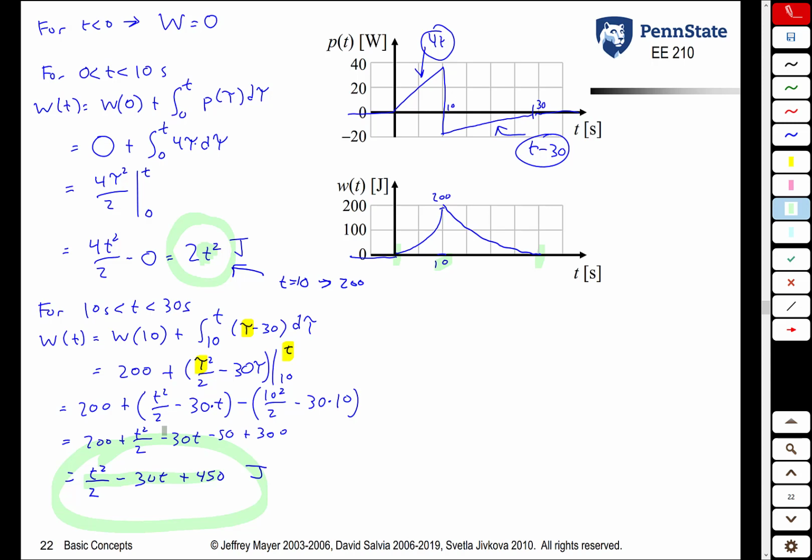Anyway, this concludes the discussion of power and energy, at least for now. We will revisit this many times throughout the semester. Next class, we will start talking about basic circuit elements. Have a good day.